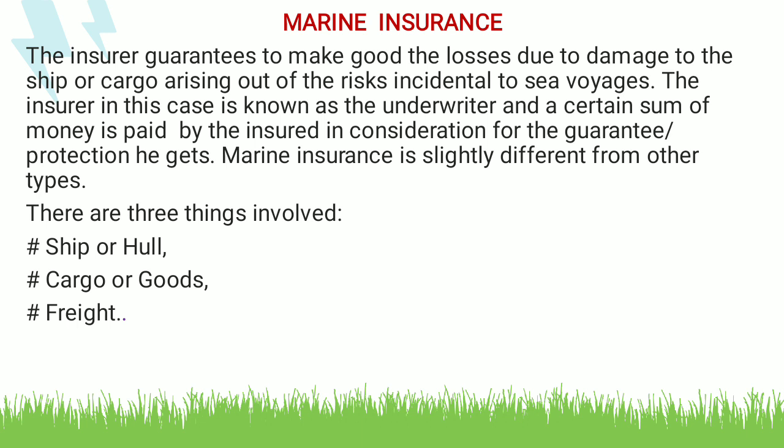In this insurance, the insurer is known as the underwriter, and a certain sum of money is paid by the insured in consideration for the guarantee protection he gets. According to that agreement, you will receive your compensation amount. Marine insurance is slightly different from other types. Basically, different types of insurance come under marine insurance, such as ship or hull insurance, cargo or goods insurance, and freight insurance. We have to discuss the meaning of ship or hull, cargo or goods, and freight.